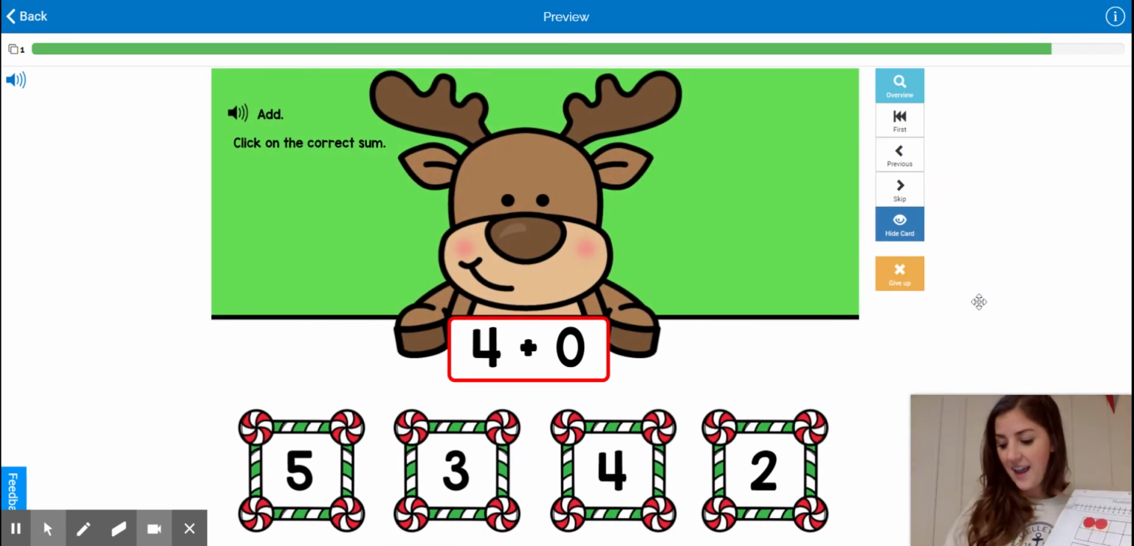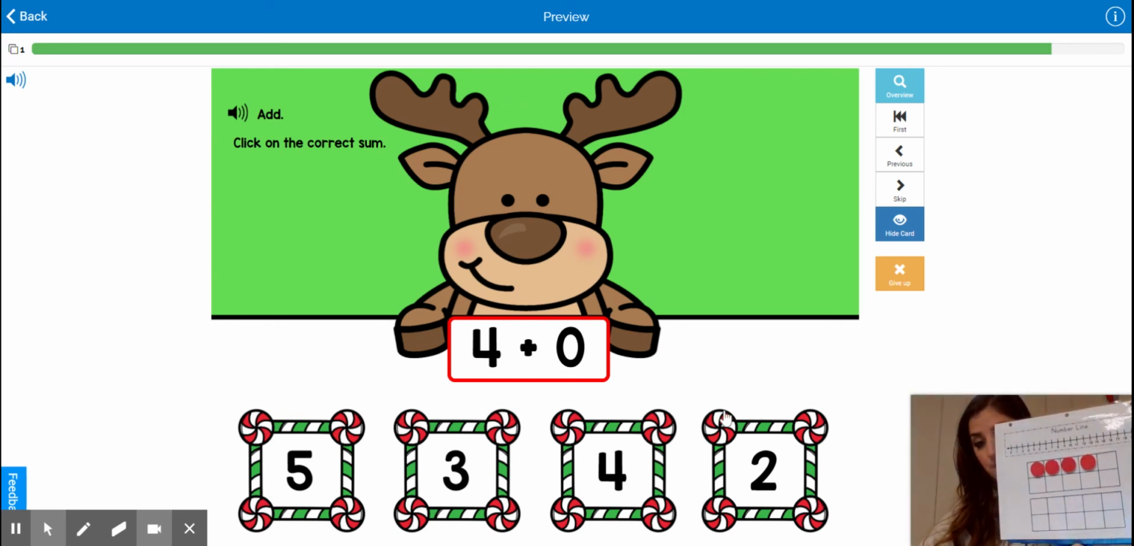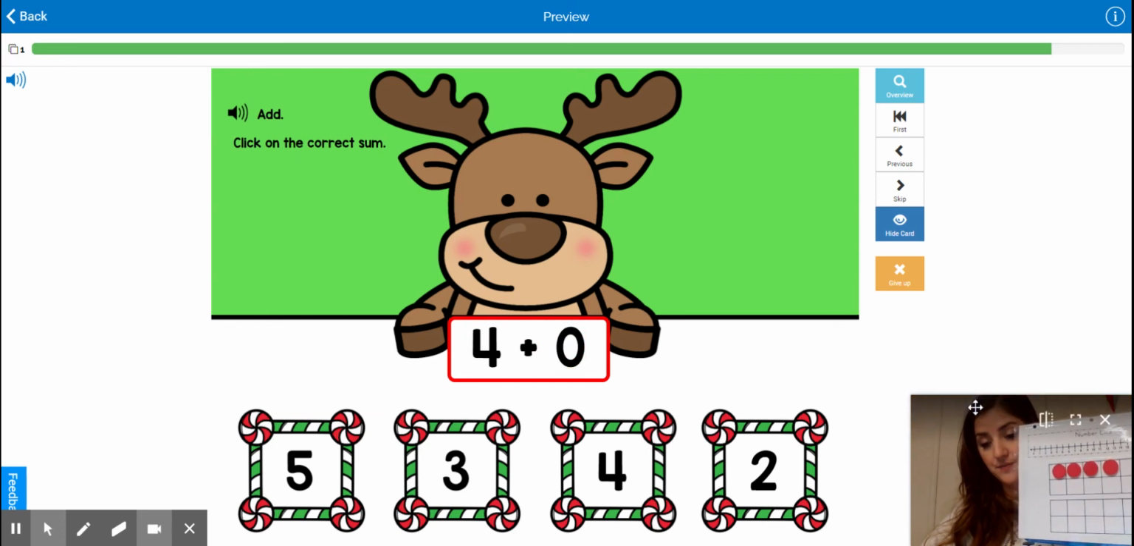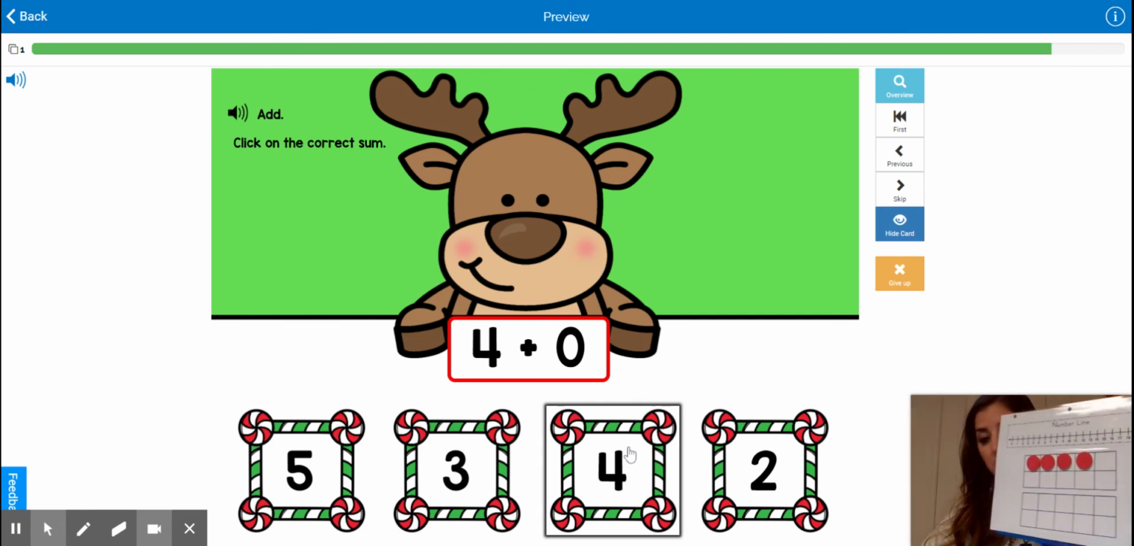All right, friends, and our last one, I have 4. I'm going to add 0. So we can pretend like I have 4 and I'm going to add nothing. Do I have 0? I still have 4. They didn't go away.